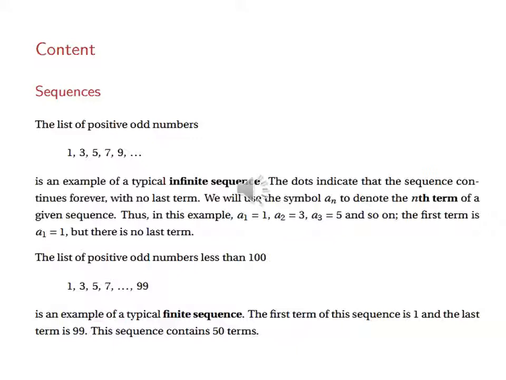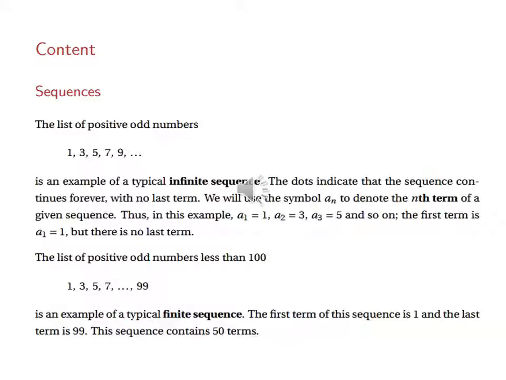We will use the symbol a sub n to denote the nth term of this given sequence. Thus, in this example, a sub 1 equals 1, a sub 2 equals 3, a sub 3 equals 5. These are the terms of the sequence, and so on. The first term is a sub 1 equals 1, but there is no last term.